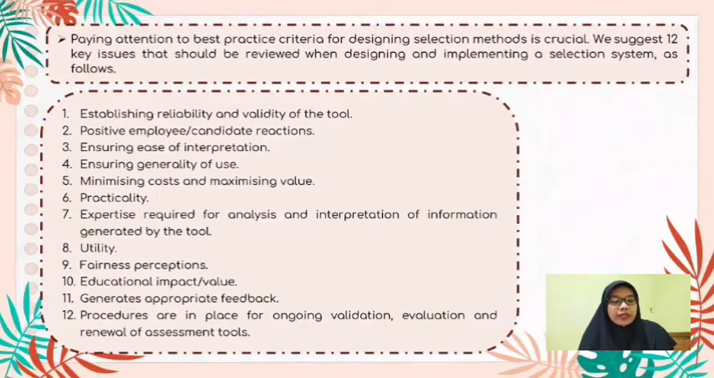2. Positive employee or candidate reactions. 3. Ensuring ease of interpretation. 4. Ensuring generality of use. 5. Minimizing cost and maximizing value. 6. Practicality. 7. Expertise required for analysis and interpretation of information generated by the tool. 8. Utility. 9. Fairness perspectives. 10. Educational impact or value. 11. Generates appropriate feedback. And last but not least, 12. Procedures are in place for ongoing validation, evaluation, and renewal of assessment tools.